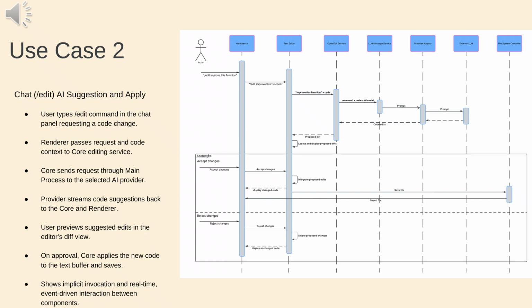The LLM message service then turns the goal and context into a provider-specific prompt. The tool manager picks a model based off user settings or policy, and then the provider adapter sends the request to the selected LLM and streams tokens back. As suggestions arrive, they flow to the text editor as a proposed diff. The workbench shows inline diff zones so the user can preview the changes. If the user accepts, the text editor applies the patch to the buffer and triggers the normal save path through the file system controller. If the user cancels, the buffer is unchanged and the suggestion is then discarded.